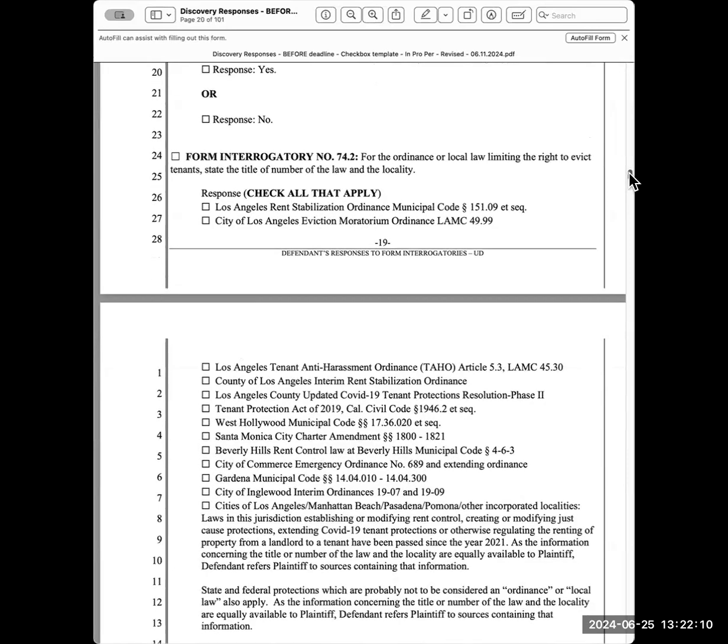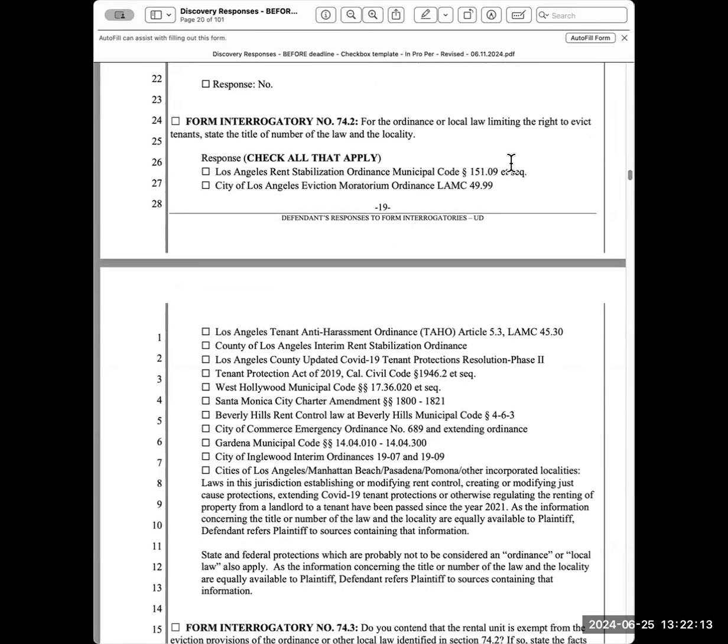Next is about the specific laws of legislation in your area. Form Interrogatory 70.2. For the ordinance or local law limiting the right to evict tenants, state the title of the number of the law and the locality. Check all that apply.